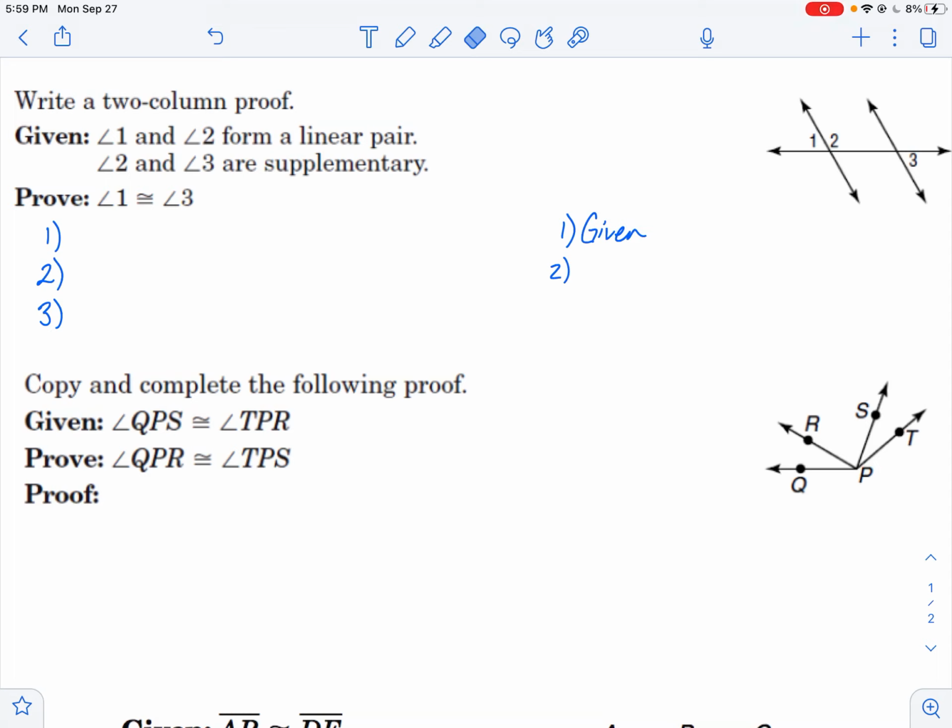So first of all, I would put down all my given statements in the given line to start off, but I don't really have a ton of room here, so I'm going to leave that blank and just assume that you can see that 1 and 2 form a linear pair and 2 and 3 are supplementary are my given statements. Step 2, let's look for some vocabulary words. So I see linear pair and supplementary. Well, what does it mean to be a linear pair? If they're a linear pair, then they are supplementary by the definition.